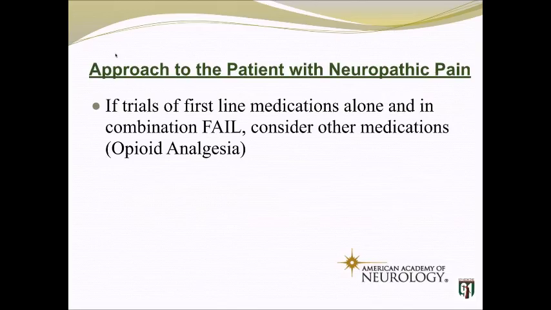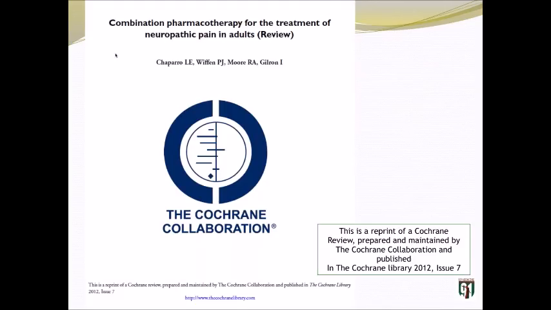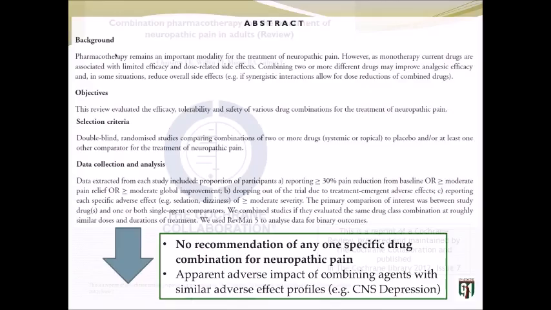If trials of first-line medications alone and in combination fail, then consider other medications like your opioids. Now, from a Cochrane review, actually no recommendation of any one specific drug combination was seen for neuropathic pain, and the apparent adverse impact of combining agents with similar adverse effect profiles, like depression, would have to be watched out for.